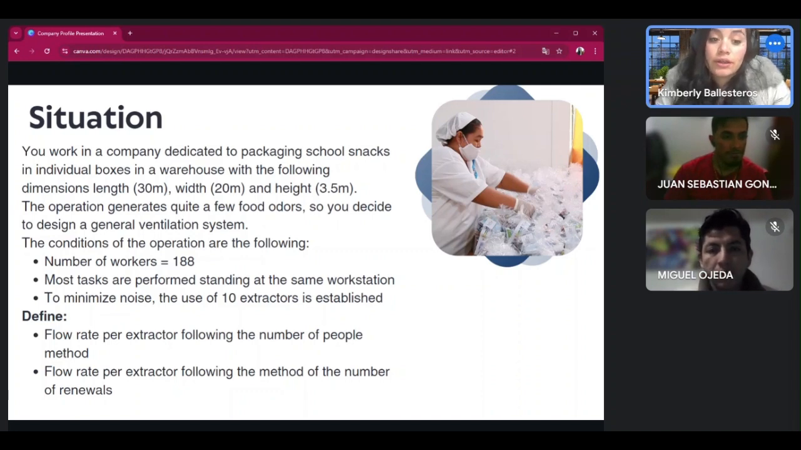The conditions of the operation are the following: number of workers 188, most tasks are performed standing at the same workstation, and to minimize noise, the use of 10 extractors is established. Define flow rate per extractor following the number of people method, and flow rate per extractor following the method of number of renewals.